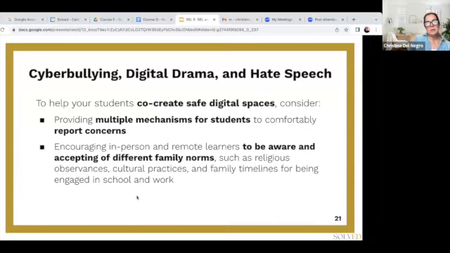And then in terms of dealing with cyberbullying and digital drama and hate speech, again, as we talk about co-creating digital spaces, how can students report concerns? Is there more than one way for them to do that? How do we accept different family norms, religious, cultural, even just timelines? For example, this family is not online when they eat dinner from 6 to 7 every night, or they're in church on Sundays or whatever it is. And so can we respect that, and how do we learn to work within those parameters?